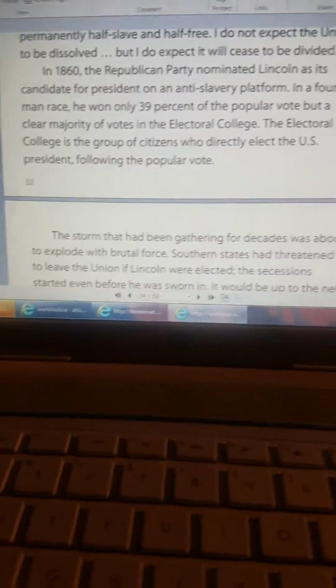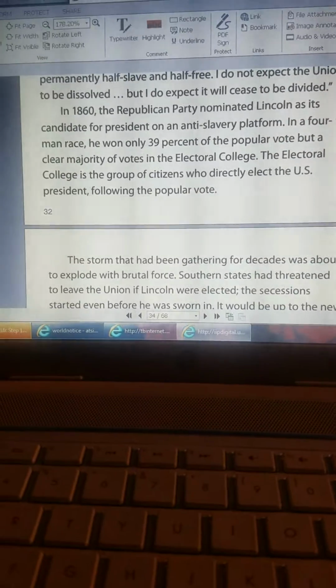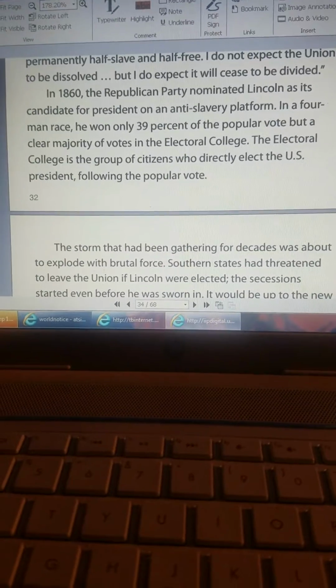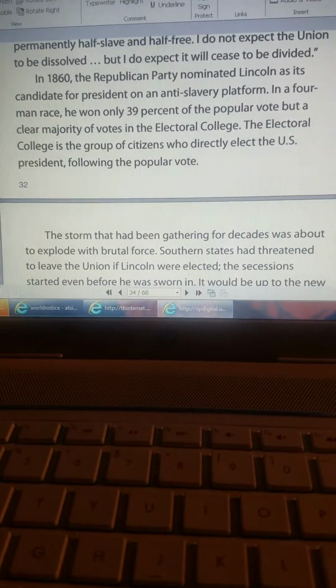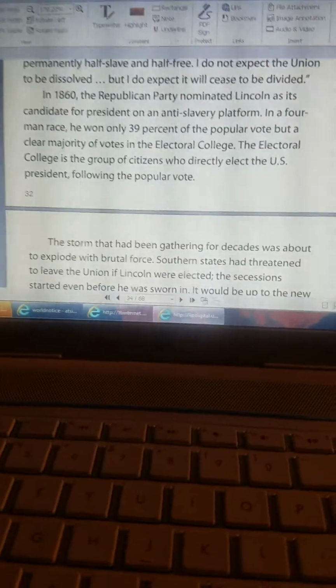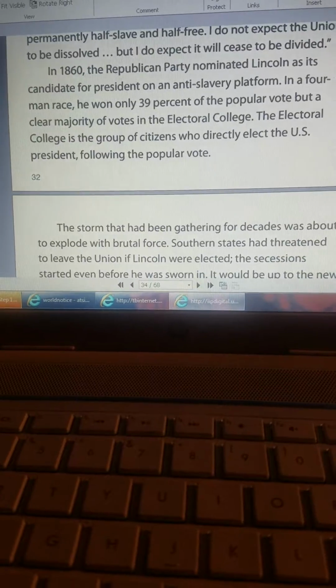So that right there is, what do I call it? Confirmation that your vote just doesn't count. All right, so we're moving on.